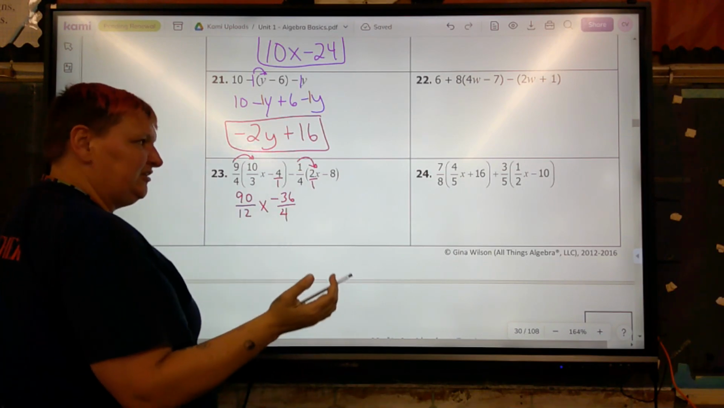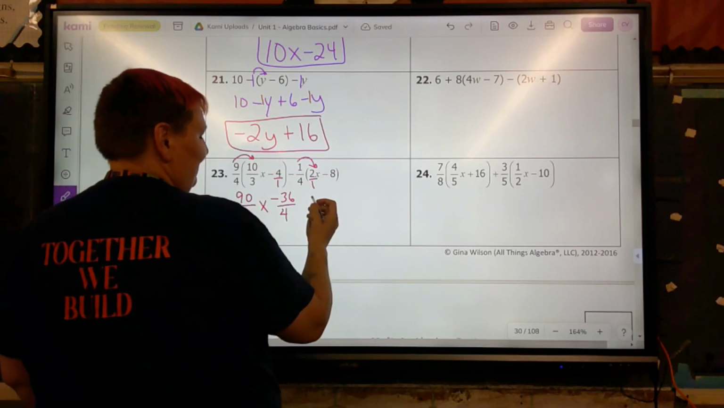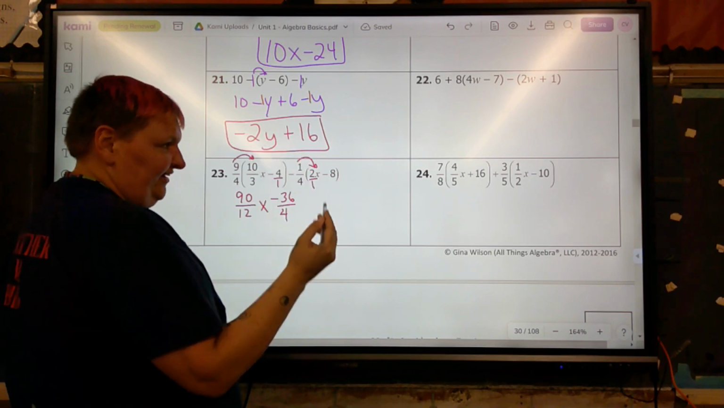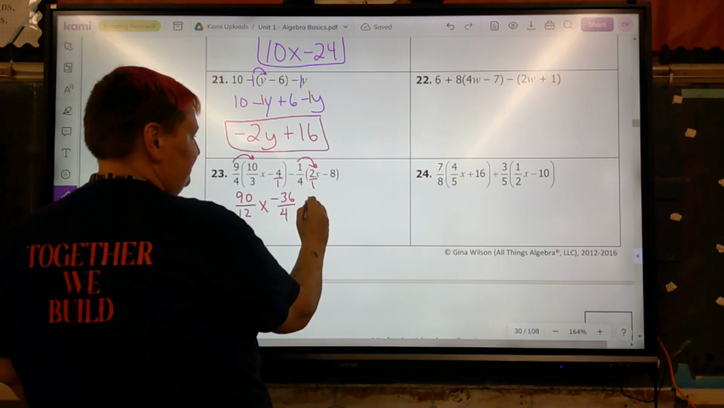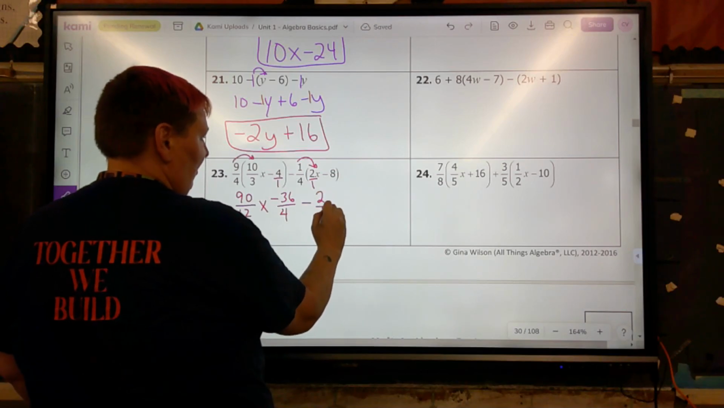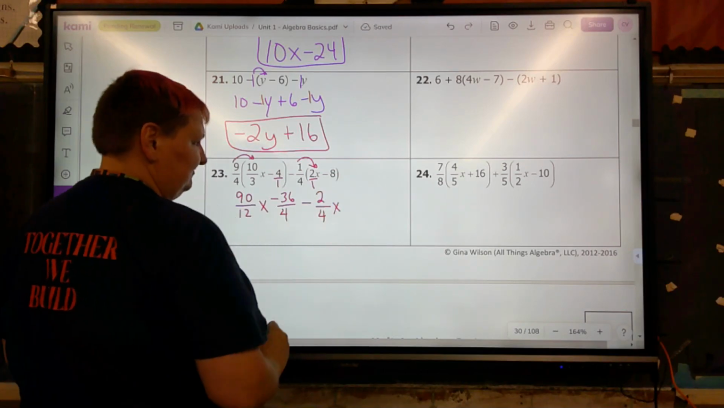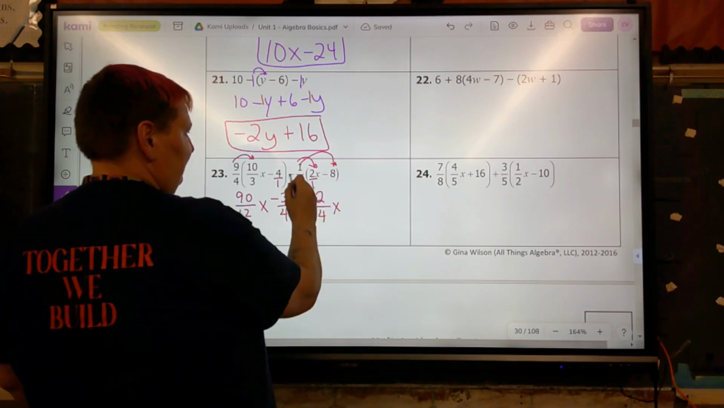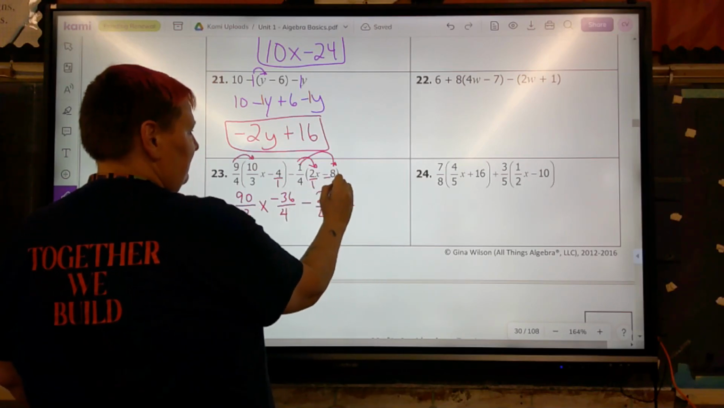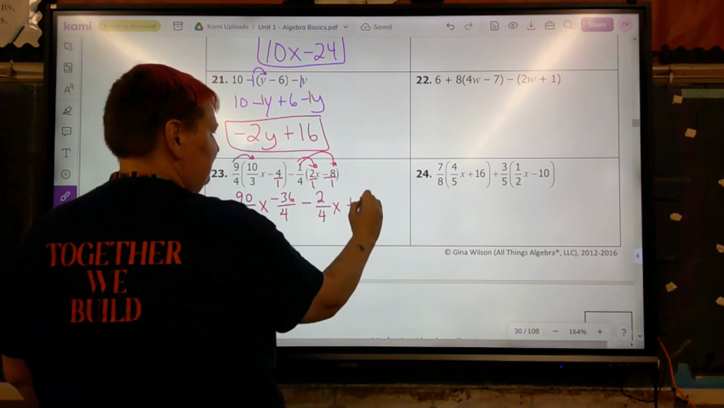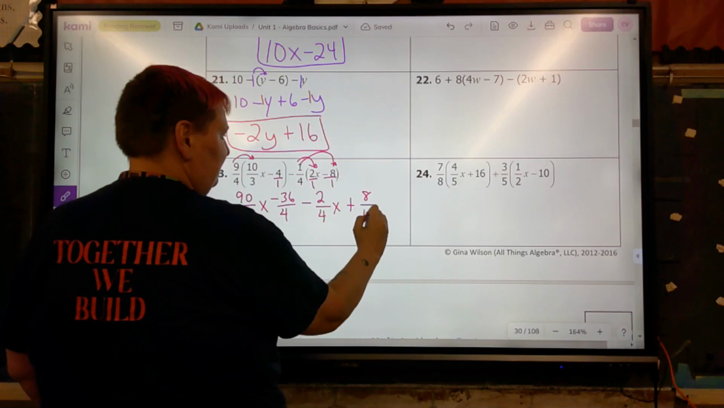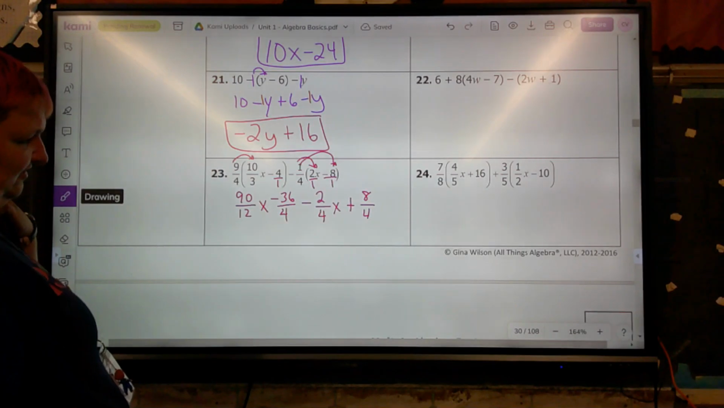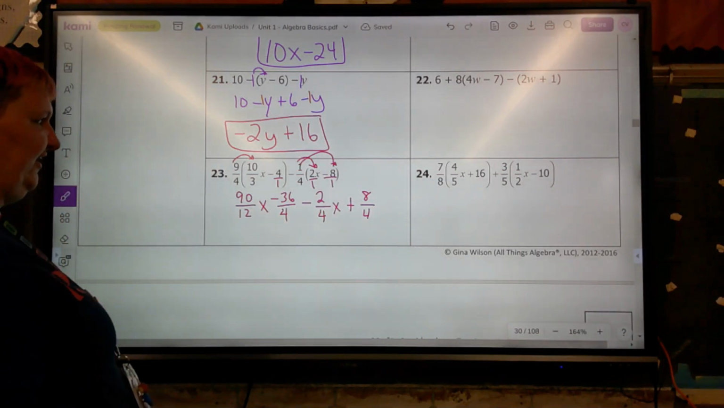Can't multiply a fraction unless they're both fractions. When you figure that out, when you make that connection, you'll be able to do the over 1 in your head. Alright, so negative 2 over 4x. And then negative times a negative is a positive. Put it over 1. 1 times 8, 4 times 1. There's a lot of things that can be simplified here, so that's what we're going to do first.